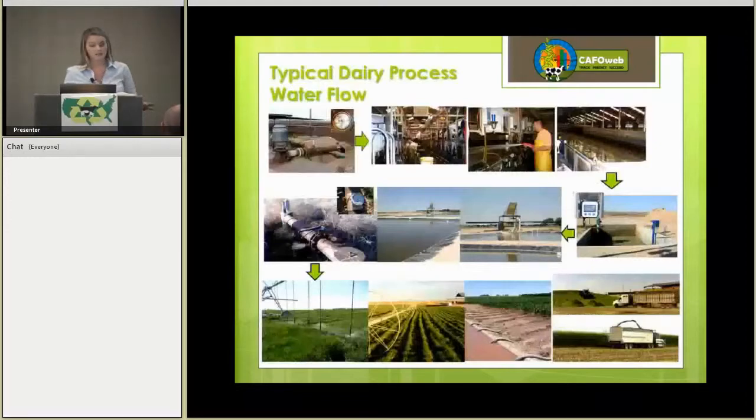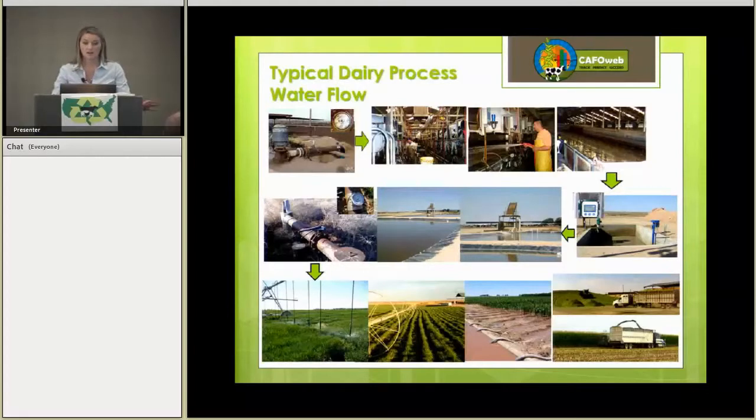So the following pictures demonstrate the typical process of water flow on a dairy. So first, the groundwater is pumped from the wells and metered going onto the dairy. From there, it goes to either cow drinking water or to the barn for cooling the milk or cleaning the barn and cows. Leaving the barn, it goes into a sump tank where it is metered again.